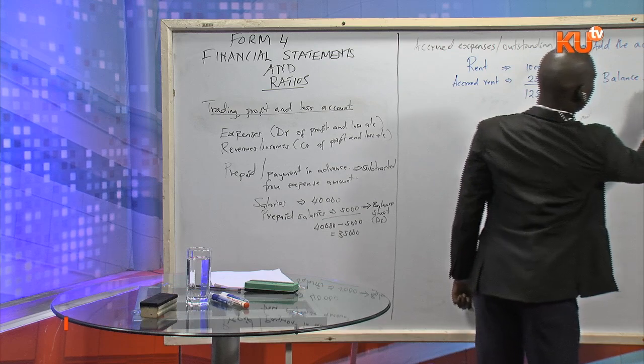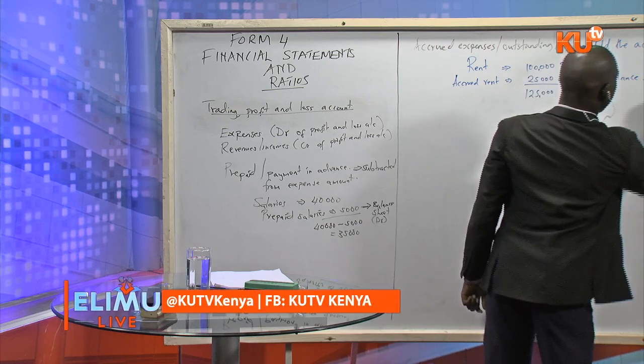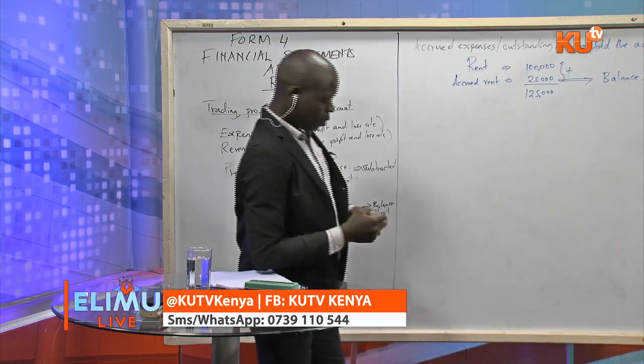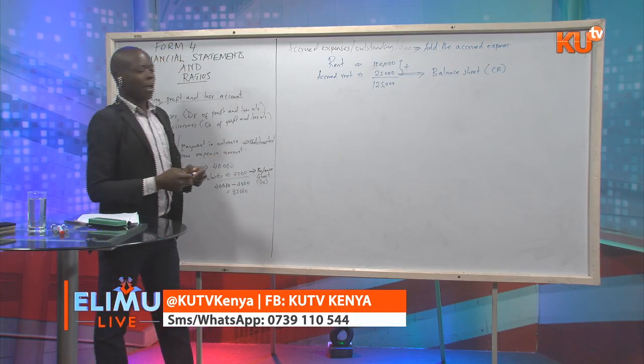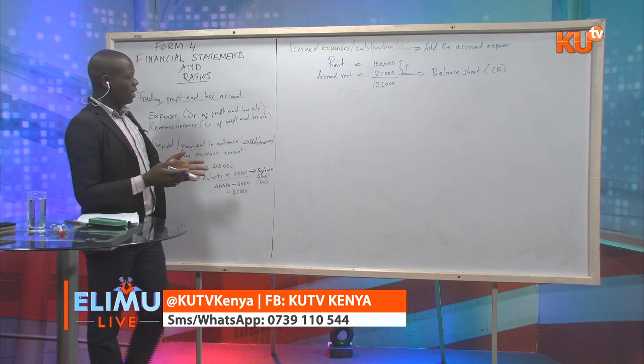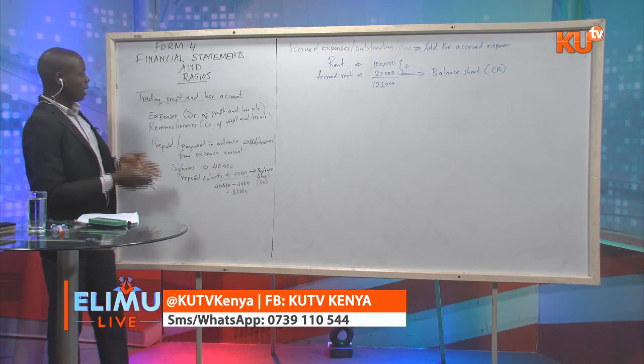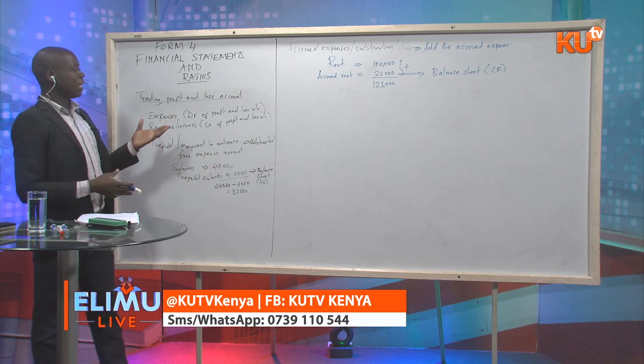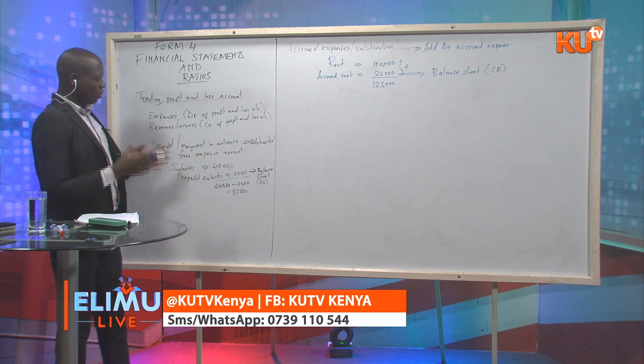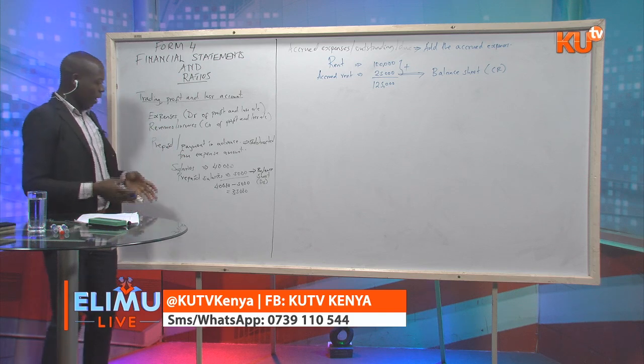On the right hand side, that is the CR side, what we call short-term liability. So that is how we need to understand the adjustments that we need to do when we are looking at the trading profit and loss account, and more so when you're preparing for our exam.